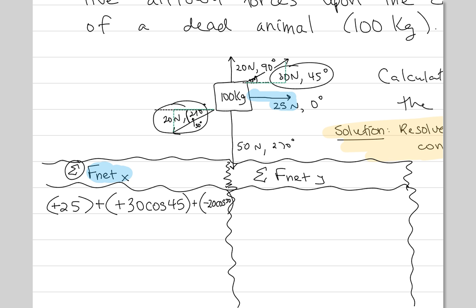Okay, so let's go ahead and solve F net in x. You have 25 plus, what's 30 cos 45? Some random number. I'm just going to give you what I got in a calculator. You guys can try it on your own as well to confirm. But I got 28.892. You got 28? Make sure your calculator is on degree mode.